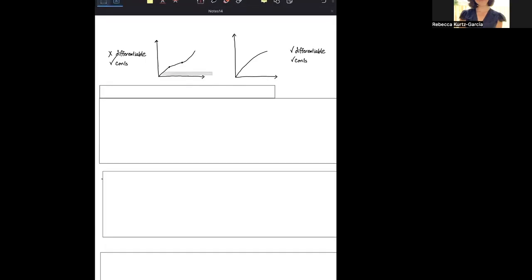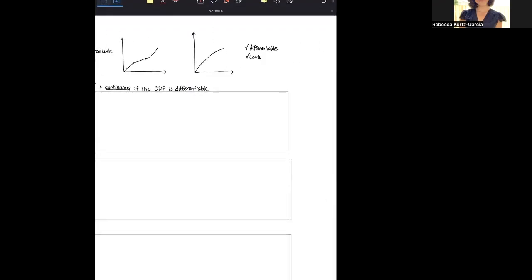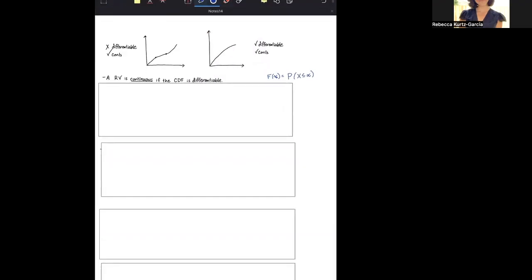So we say a random variable is continuous if the CDF is differentiable. Just as a little reminder, I'll put a little note on the side: our CDF is the function F of x, which is equal to the probability that X is less than or equal to some little x. So if this function here, F of x, is differentiable, so it looks smooth like this function, throughout all values in the support, then we say the random variable is continuous.